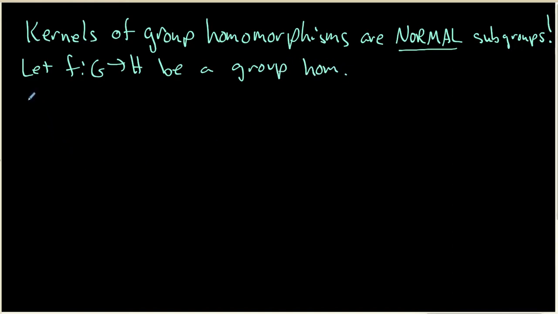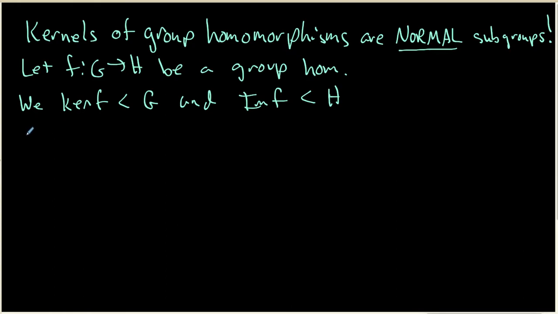Now, in the last video, we showed that the kernel of f is a subgroup of the domain, and the image of f is a subgroup of the codomain. And the question that we now want to look at is: is the kernel of f normal in G? To do that, we have to remind ourselves of a little bit about normal subgroups. So I want to recall some information about normal subgroups.